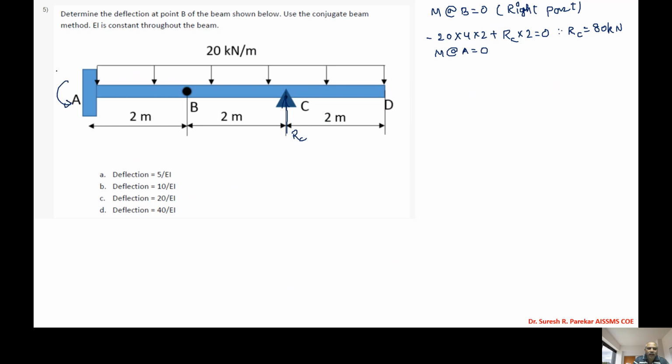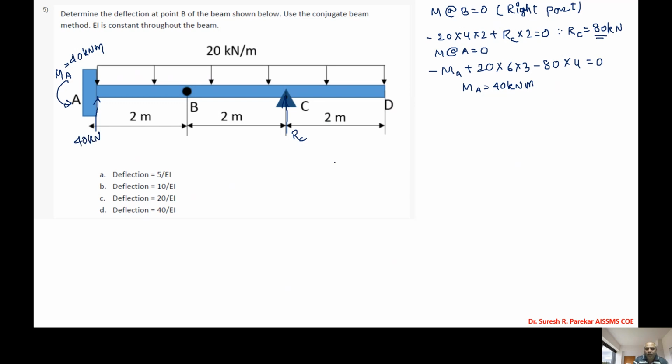Now if we take moment about A, we will consider the whole part. So let this be MA, then we have minus MA plus 20 into 6 into 3 minus RC, we have 80 into 4 equal to 0, and we get MA equal to 40 kilonewton meter. And for RA, if we apply summation Fy equal to 0, we have total 20 into 6, 120, and minus 80 which is RC, so we get this as 40 kilonewton.